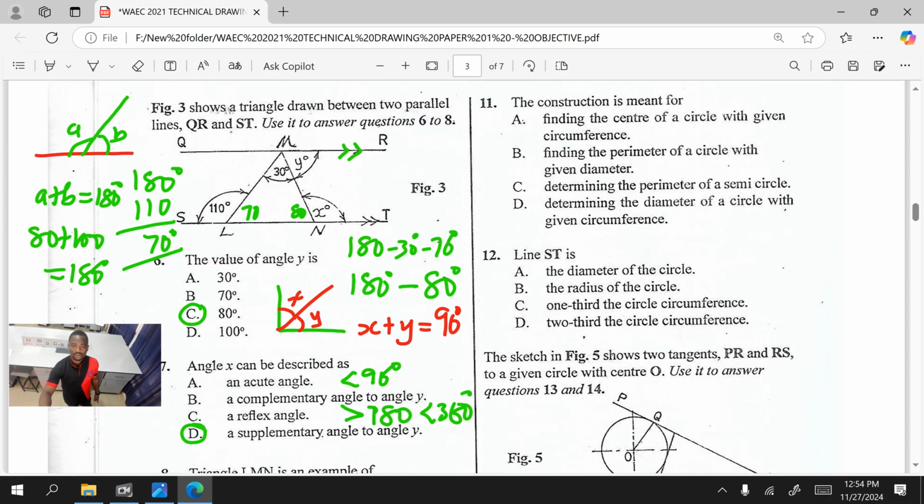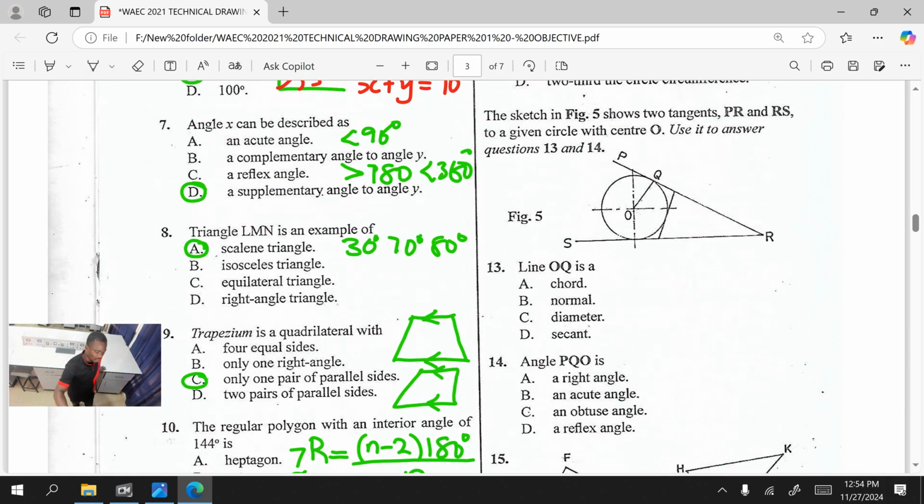I already know the construction because I'm familiar with it. So let me look at the question. Number 11, the construction is meant for dash. Can you see? They will definitely ask you what the construction is meant for. A, finding the center of a circle with given circumference. B, finding the perimeter of a circle with given diameter. C, determining the perimeter of a semicircle. D, determining the diameter of a circle with a given circumference.